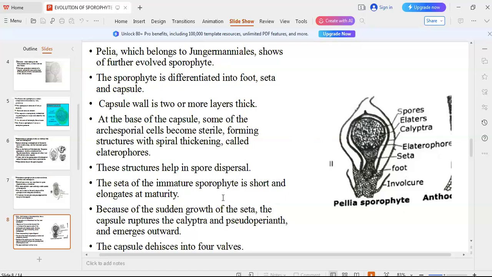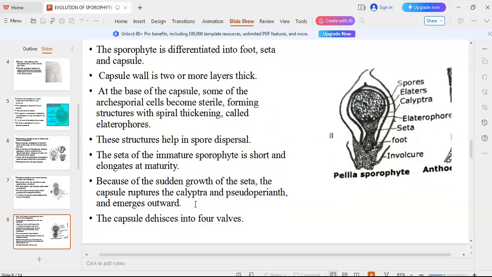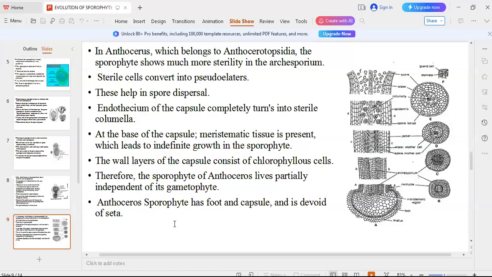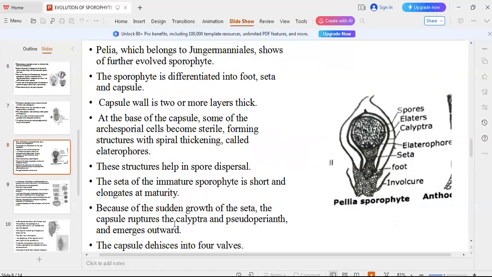The seta of the immature sporophyte is short and elongates at maturity. Because of this sudden growth of the seta, the capsule ruptures the calyptra and perianth and emerges outward. The capsule splits into 4 valves. That is about the Pellia sporophyte.